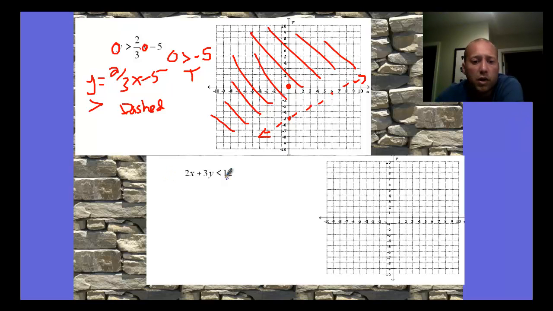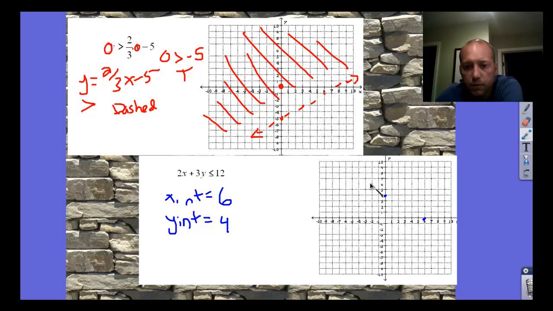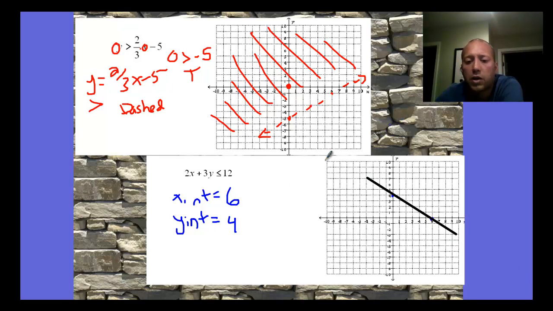Okay, the other one here is in standard form. We can graph the x-intercept here. 12 divided by 2 is 6. Y-intercept, 12 divided by 3 is 4. So let's plot those, 6 and 4. Now because it's an or equal to, I can just graph the actual line. And then we need to shade a side.